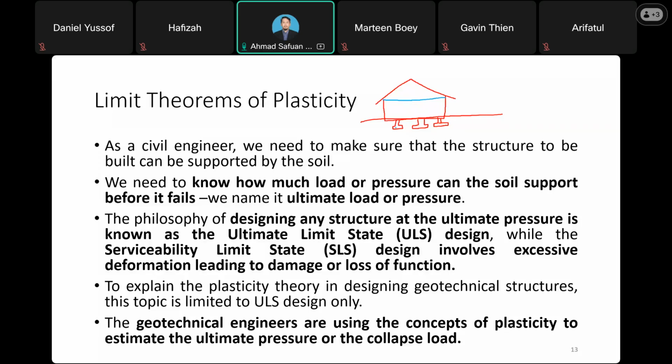So we need to understand there is an ultimate limit state. It means that the stress is the maximum value that can be sustained by the soil. If it exceeds the ultimate limit state, there is a possibility for any geotechnical structure to collapse.